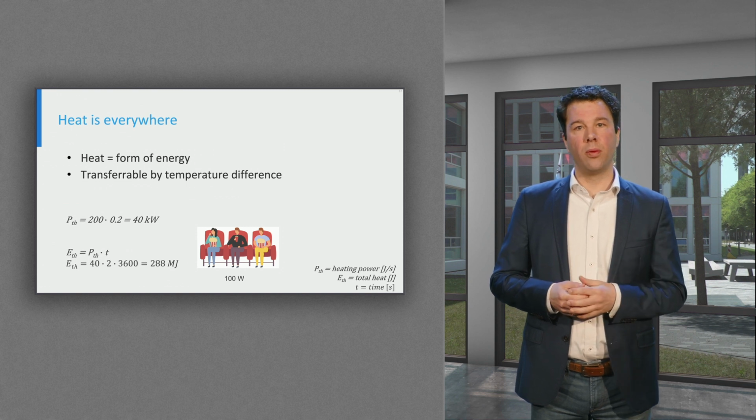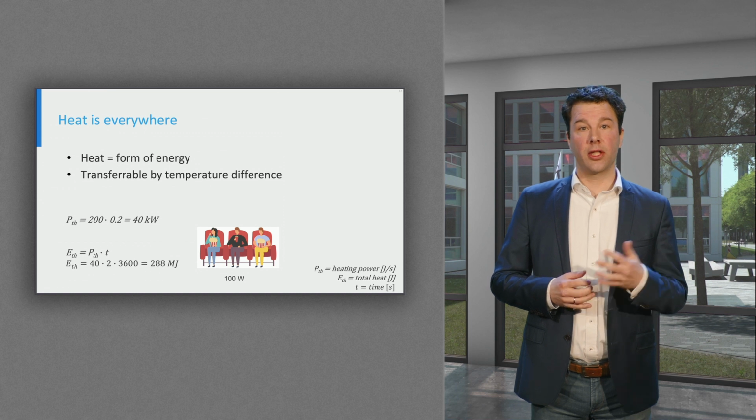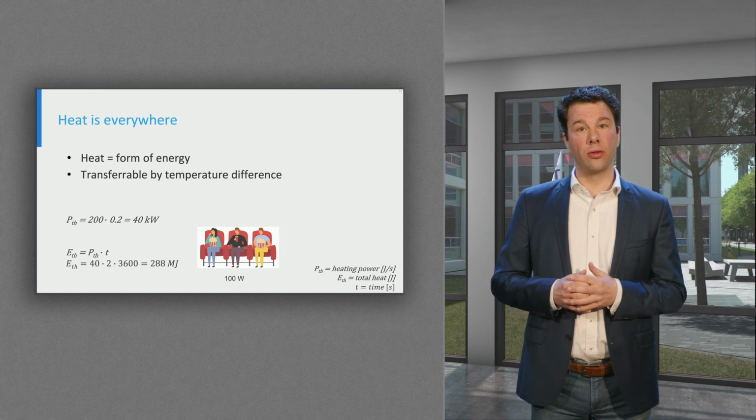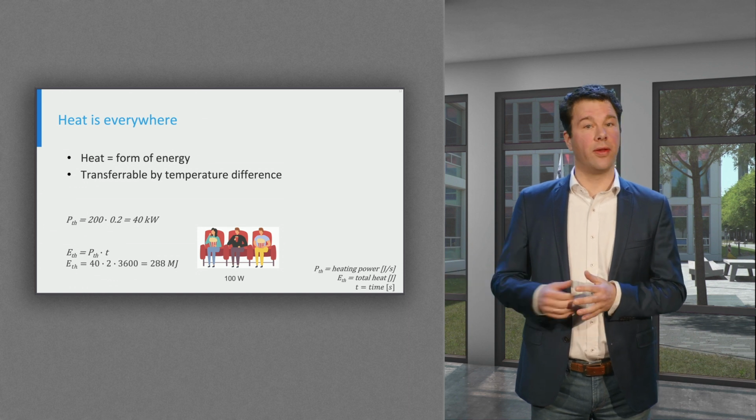When 200 people watch a 2-hour movie, the total amount of heat released during the movie is calculated by multiplying the total heat rate, or the thermal power, with the time they spend in the movie theater.